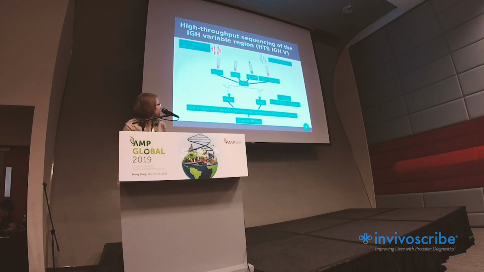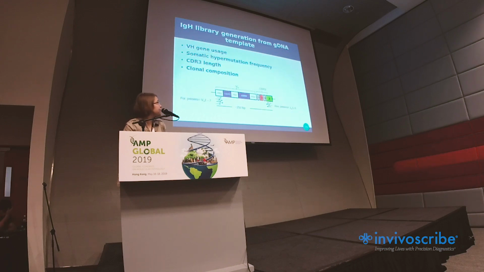To generate the library for the sequencing, we used the Invivoscribe LymphoTrack framework region 1 assay, and then sequenced it in an Illumina MiSeq. This kit uses framework region 1 primers for all families, so VH family 1 to 7, and reverse primers for JH family 1 to 6. With this we are able to analyze mostly the whole V gene for somatic hypermutations, the complete CDR3 region, the length distribution, and of course the clonality analysis.